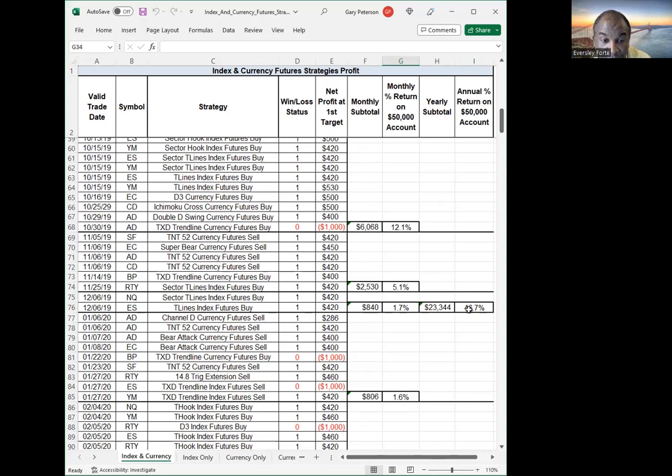It is not the maximum. If you trail stops, there are opportunities to make more money. If you take part of your position off at the first target and manage the rest of the position, there are opportunities to make more. But this is doing the minimum amount of work.